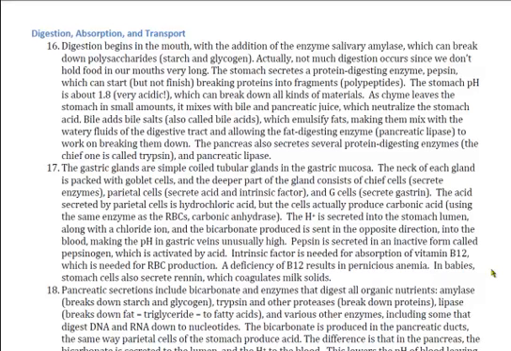Okay, so we've gone through the functional anatomy. We're going to go back through now and try to pick up on some of the digestive activity.